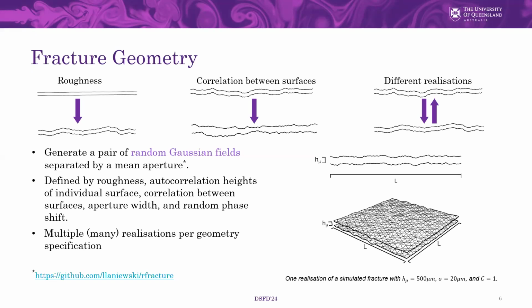Just for an idea of some of the physical geometries that we're looking at. So this fracture here has an aperture of 500 micrometers with a variability of roughness on the order of a mean of 20 micrometers, just to give a physical scale for what we're dealing with.